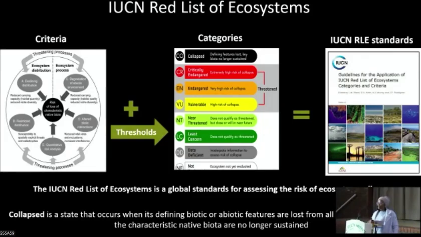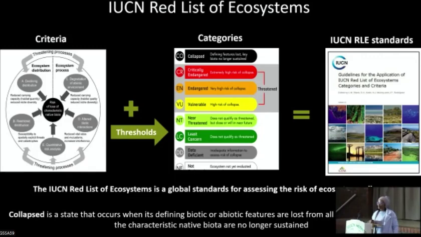We then have a set of quantitative thresholds that we use to measure how close our ecosystems are to a collapse state, all right? And lastly, we do have a set of categories that are similar to those, for those that are familiar with the Red List of Threatened Species.